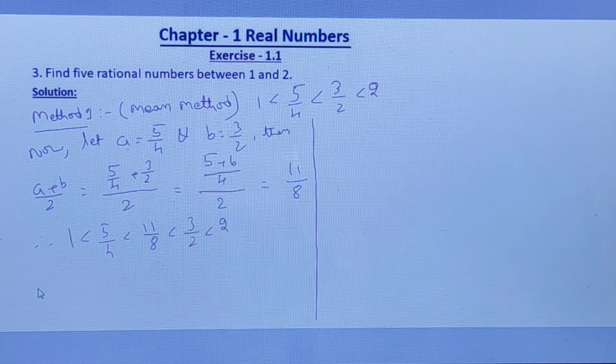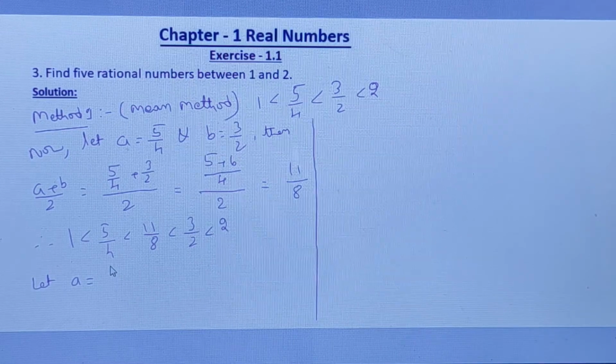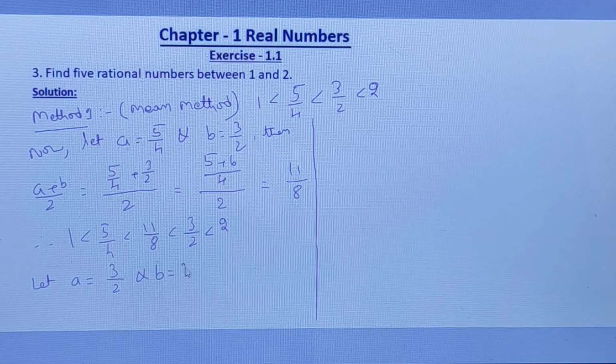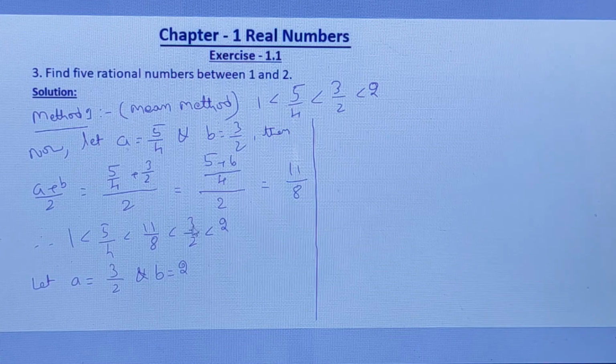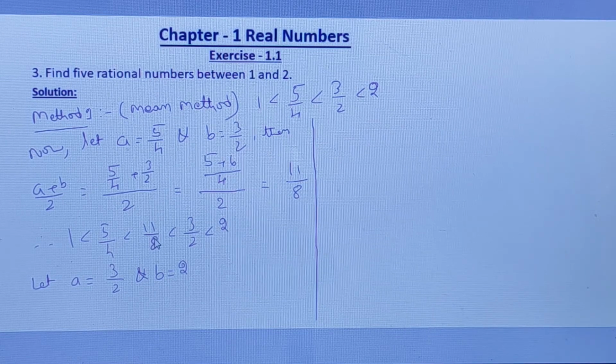Now let A equal to 3 by 2 and B is equal to 2. Right? I am taking A and B as 3 by 2 and 2. If you want, you can take 11 by 8 as A and B as 3 by 2, or 5 by 4 as A and 11 by 8 as B, or 1 as A and 5 by 4 as B. Your wish.